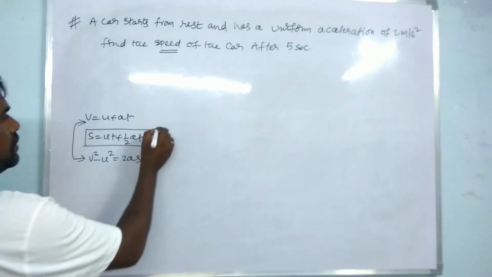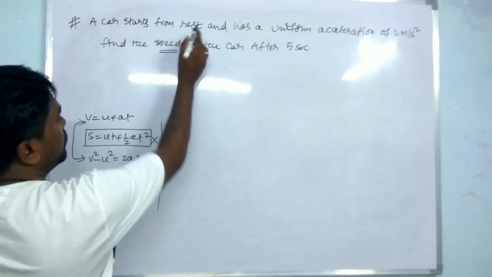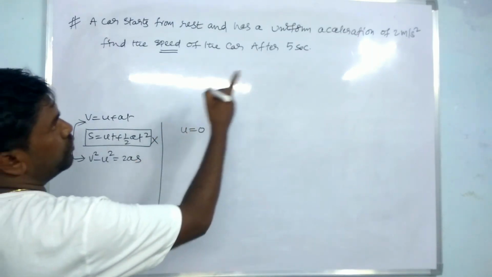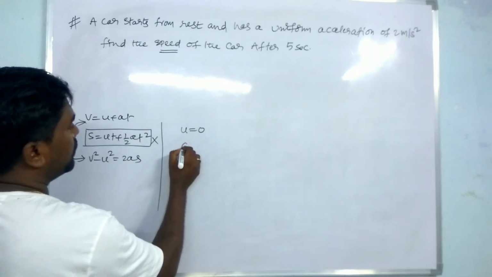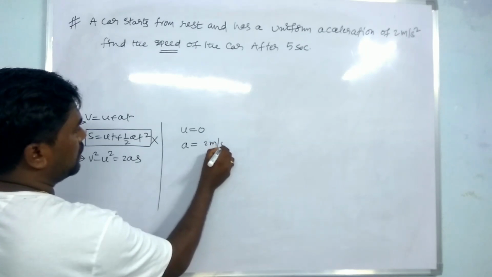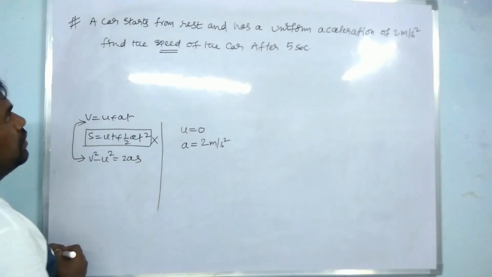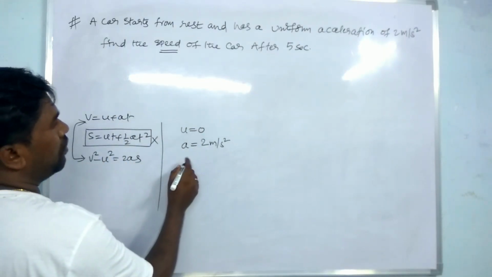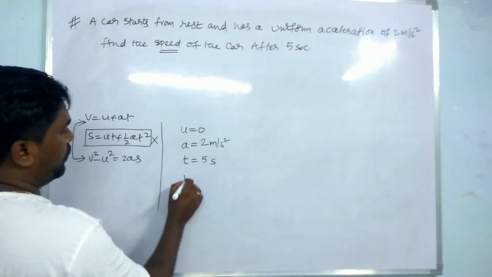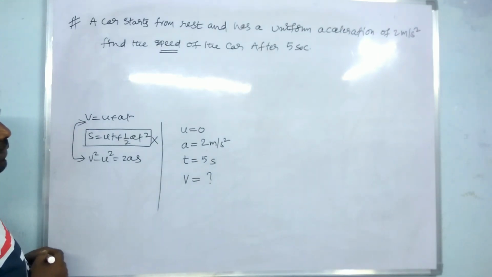Let us see what terms they have given us. It started from rest, which means initial velocity is equal to 0, and it has a uniform acceleration of 2 meter per second square. And find the speed of the car after 5 seconds. Time was given, that it is 5 seconds. And we have to find the speed v, that is the final velocity.